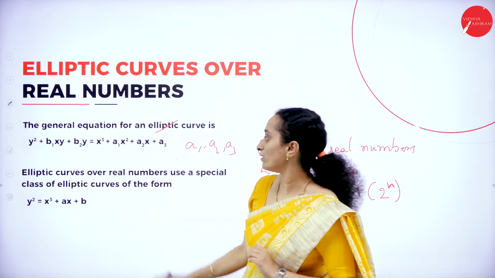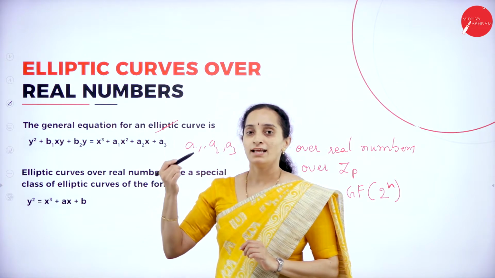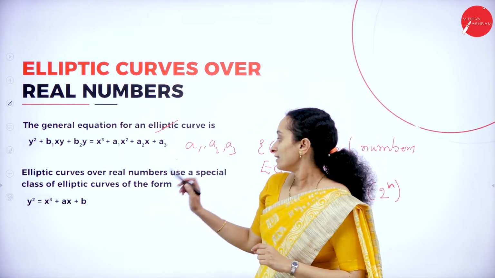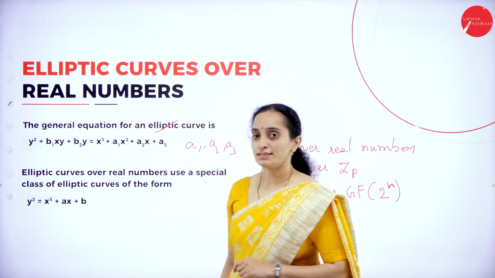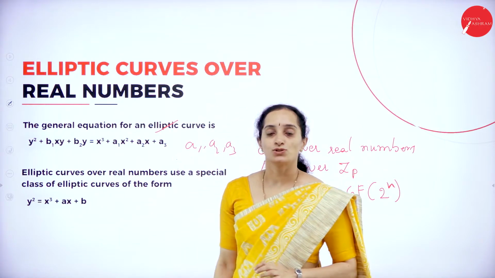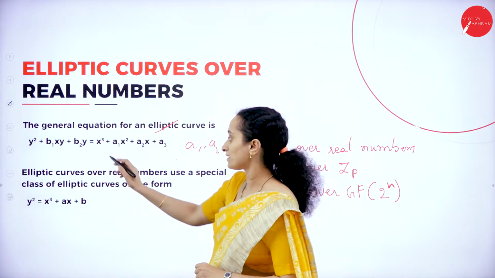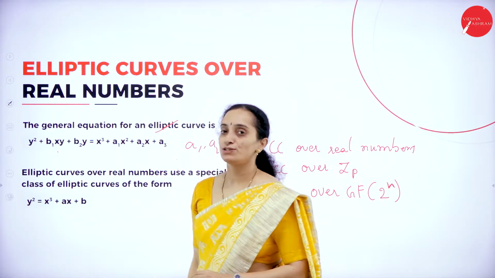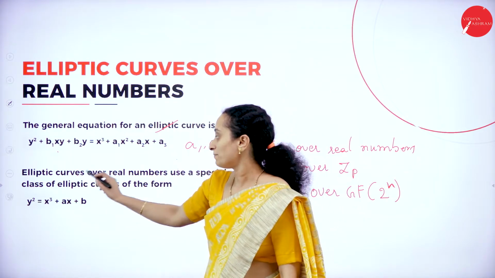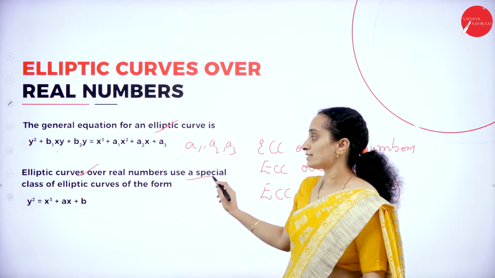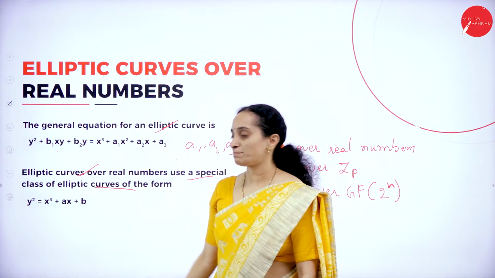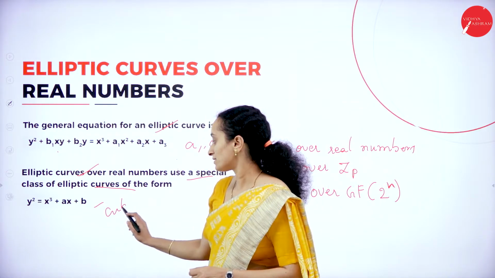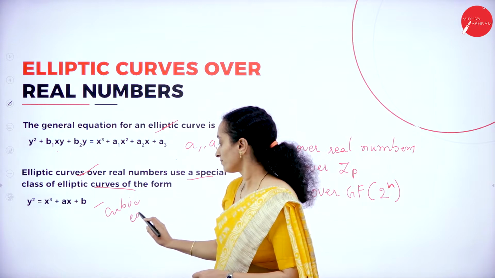So these are the range of values in the curve in the x and y direction, equal to the elliptic curve equation, that is the cubic equation used in calculating the circumference of a circle. So it is y2 plus b1 into xy plus b2 into y. Elliptic curves over real numbers use a special class of elliptic curves of the form I said, the cubic equation. This is the original cubic equation.